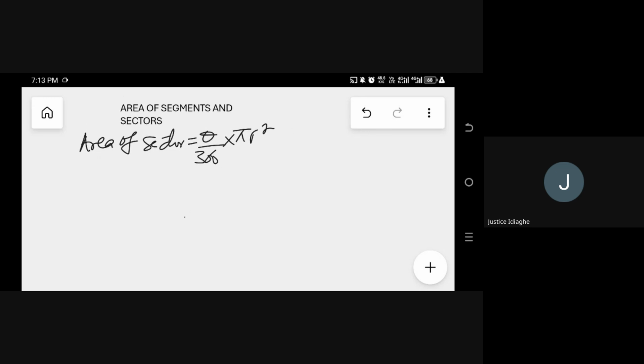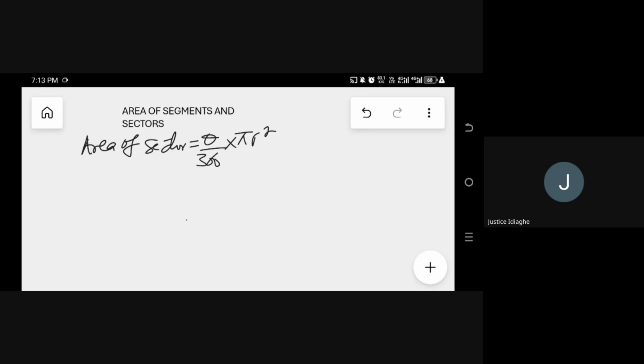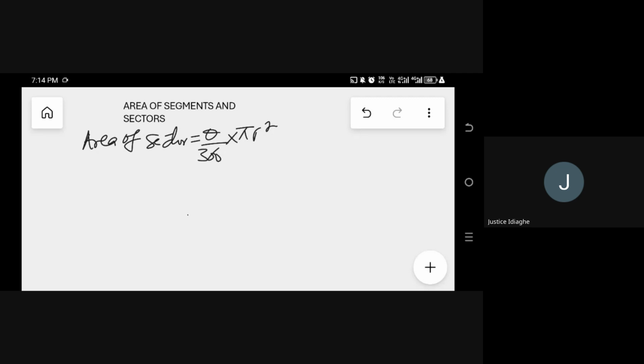But then I think we also have to look at the area of a segment. Let's look at the area of a sector first, because area of a segment does not have an exact formula. It has to be deduced from a whole set. So we'll look at that when we get there. Let's start with the area of a sector being given as theta over 360 times pi radius square. Remember, theta stands for the angle, and pi is a constant, 3.142. And then the radius is the radius of the circle.